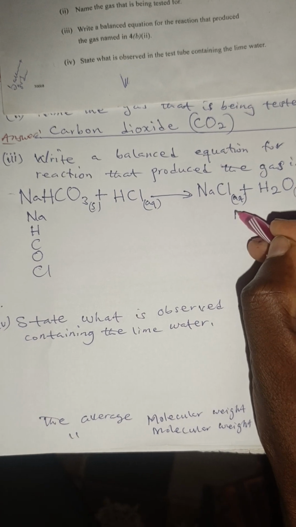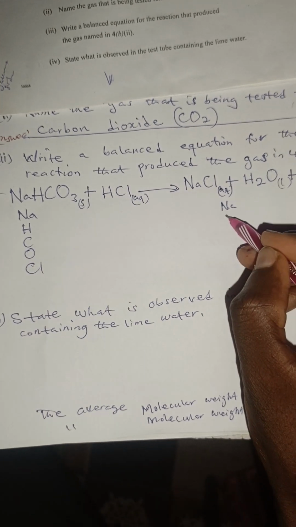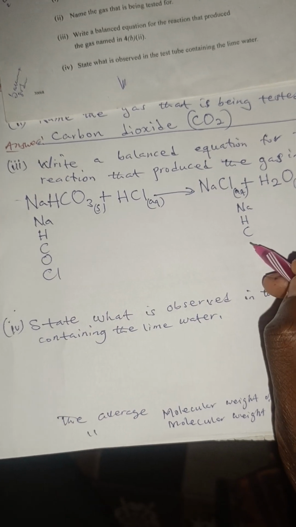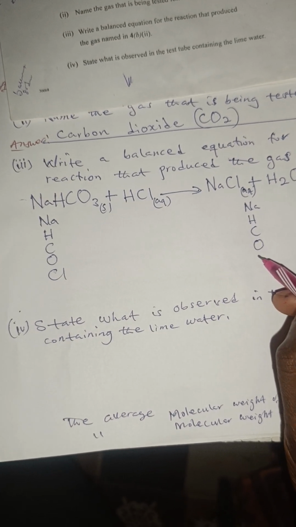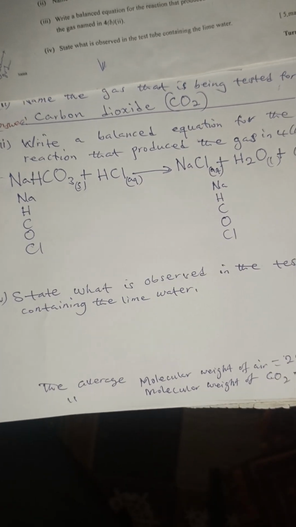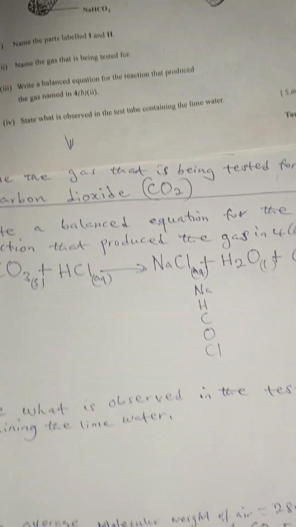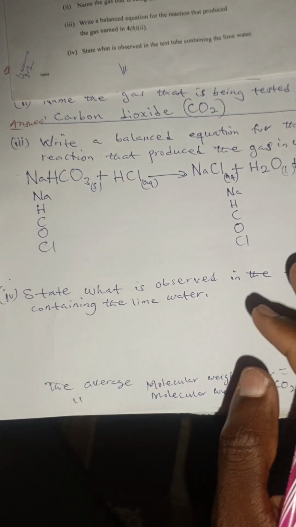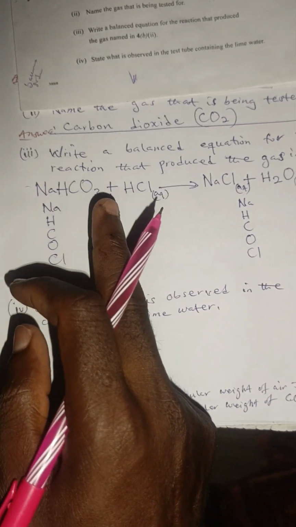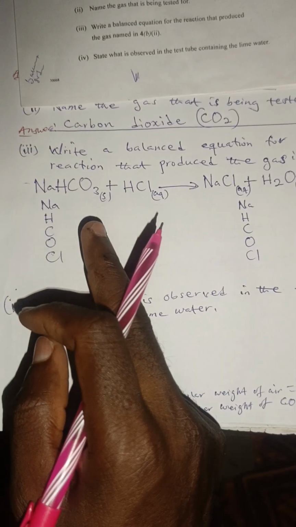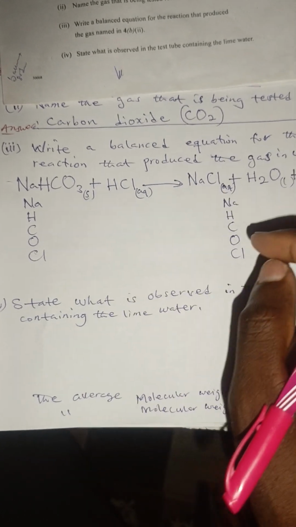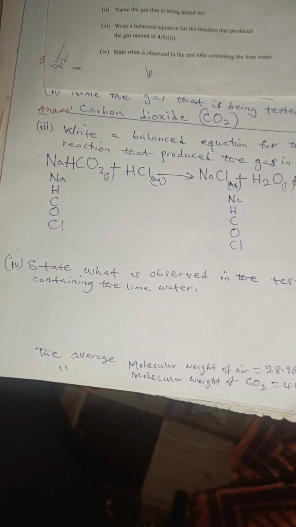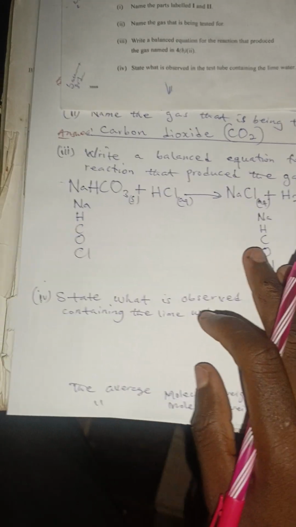We have sodium, hydrogen, carbon, oxygen, and chlorine. So now to balance a particular equation, they are asking you the number of atoms on this side. At the reactant side, you must have them for each element at the product side. That is what is meant by a balanced chemical equation.